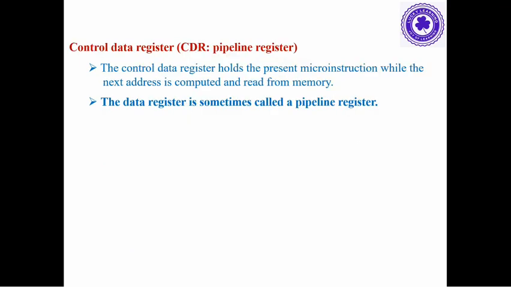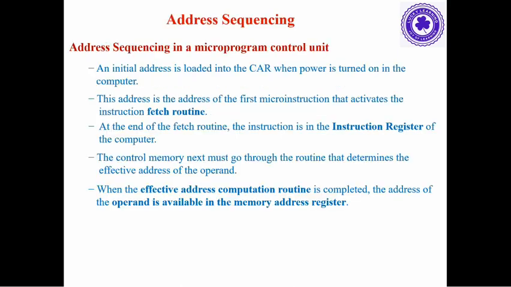Now, the control data register holds the present micro instruction while the next address is computed and read from the memory. That's why the control data register is sometimes also called the pipeline register, because the information about what next instruction is to be executed is available in the current instruction. That current instruction is held in the control data register. That's why we can say the control data register is also called a pipeline register.